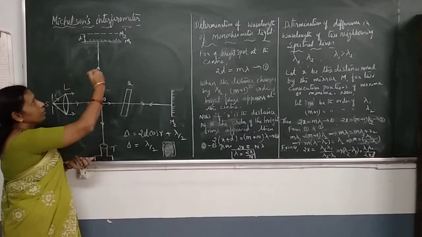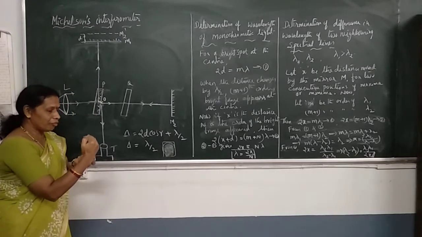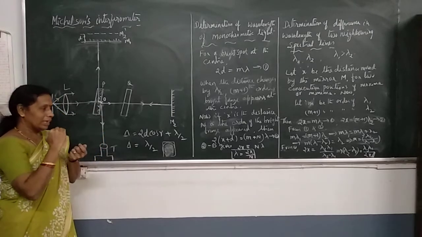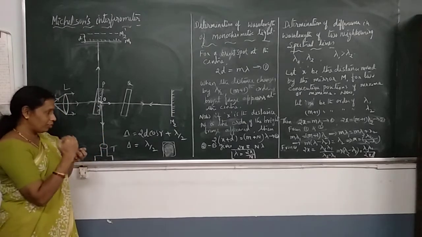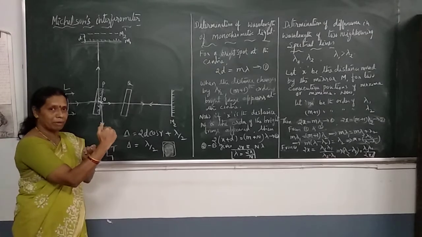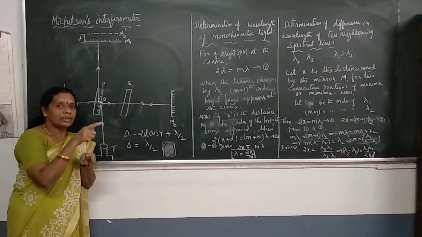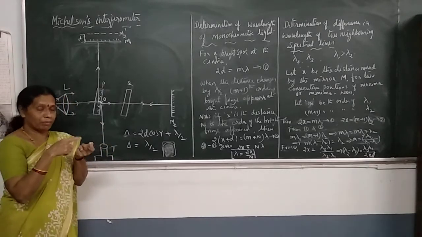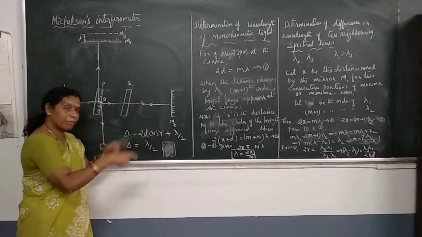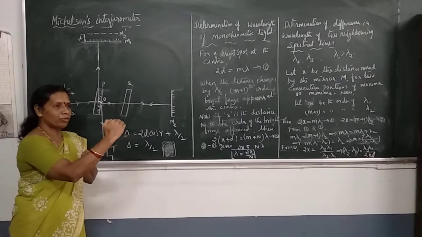And as we move M1, and the distance between M1 and M2 dash increases, for an increase of lambda by 4, suppose the distance is made lambda by 4, then in the field of view a bright spot, a bright ring, appears. Total path becomes 2d, that is 2 into lambda by 4 becomes lambda by 2... a bright ring appears. Further movement by lambda by 4, one more.